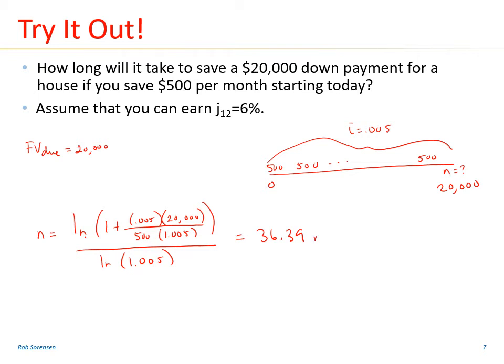Well, we were working in months, weren't we? So the answer is going to be in months as well. That might be good enough. Or you could again divide by 12 and get 3 years. Just over 3 years actually, 3.03.